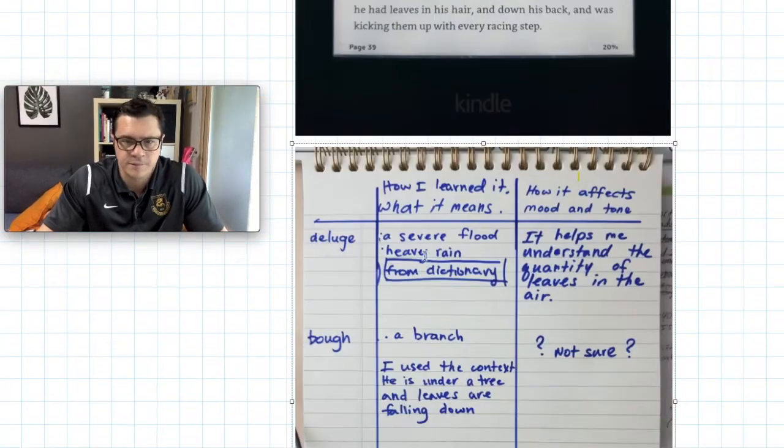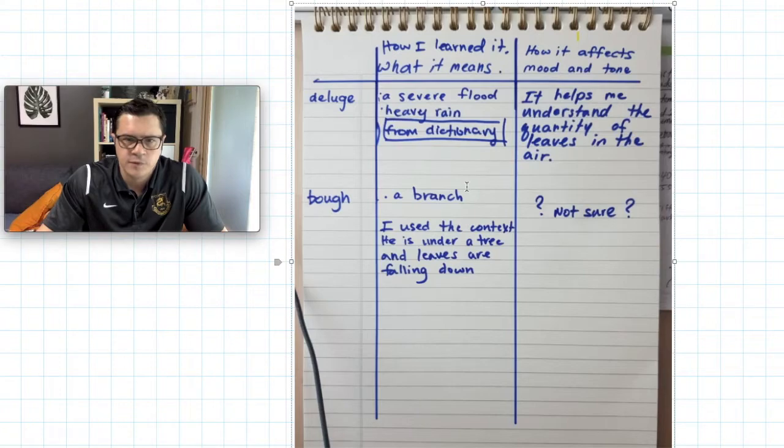Right? We don't know. For bough, right, in my word journal I have the meaning, and then I mentioned how I learned it. Okay, I use the context. I know he's under a tree and leaves are falling from boughs, so I figured out they're branches. But for this one, for how it affects mood and tone, I'm not real sure because I can't figure out why the author chose bough and not branch. Okay, maybe I can look into this more and maybe I can look at the author's background. Well, maybe not. But for now, I'm just going to say not sure. I don't see anything in that word that affects the mood and tone, and that's okay.